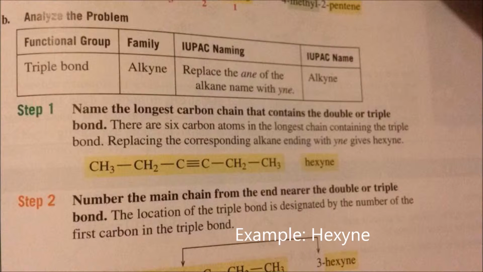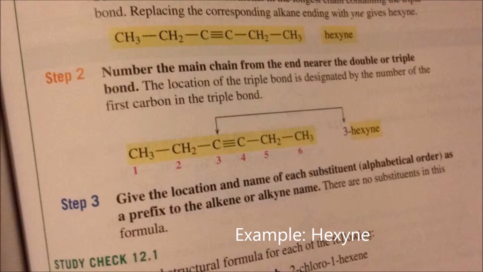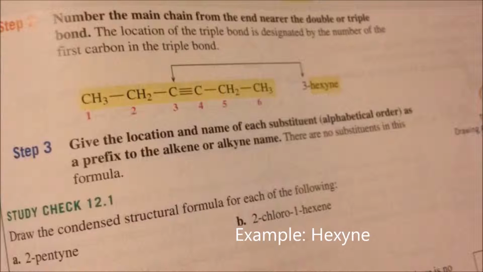Now we're going to take an example about the systematic nomenclature. In the first step, that is, name the longest carbon chain that contains the double or triple bond, we're going to take the example of hexane. There are 6 carbon atoms in the longest chain containing the triple bond. This is hexane. In the second photo, we can see the numbering of the main chain from the end nearer the double or triple bond. The location of the triple bond is designated by the number of the first carbon in the triple bond. This is the number 3 of the hexane.